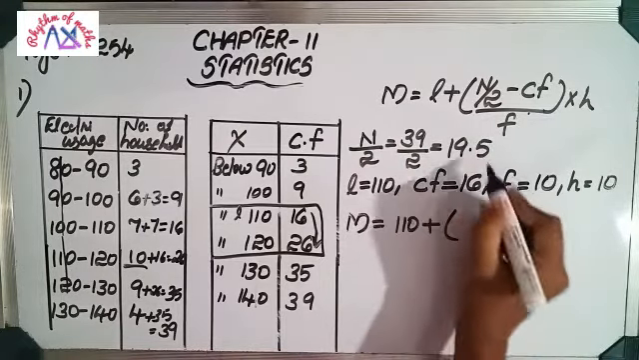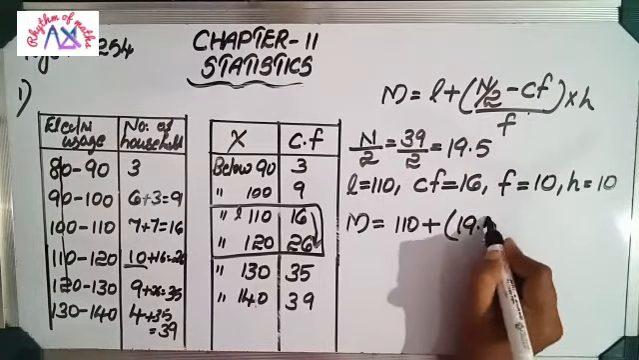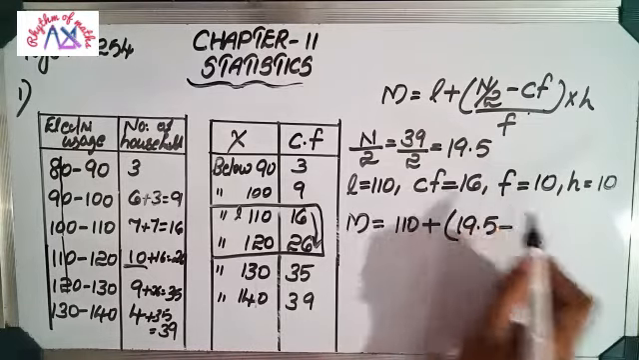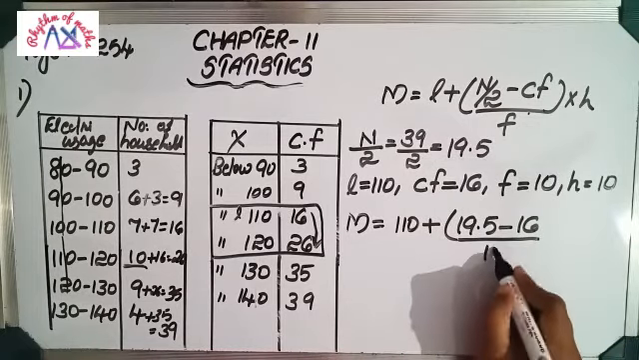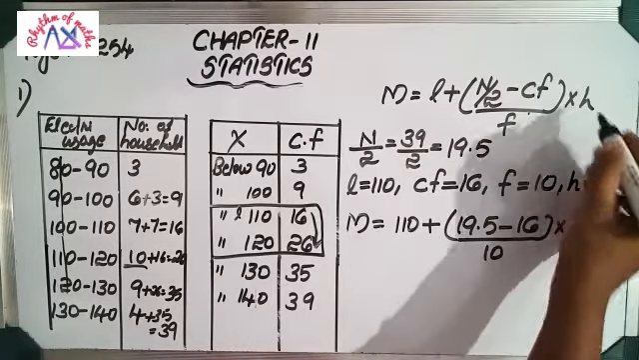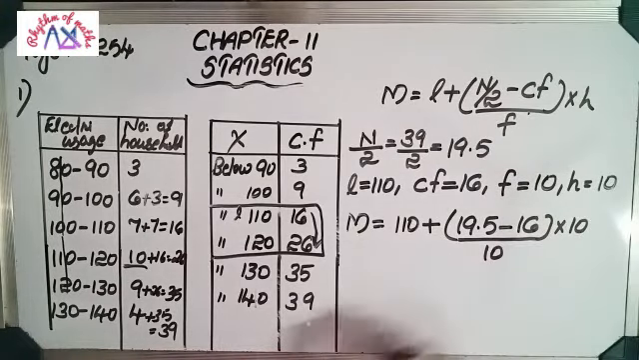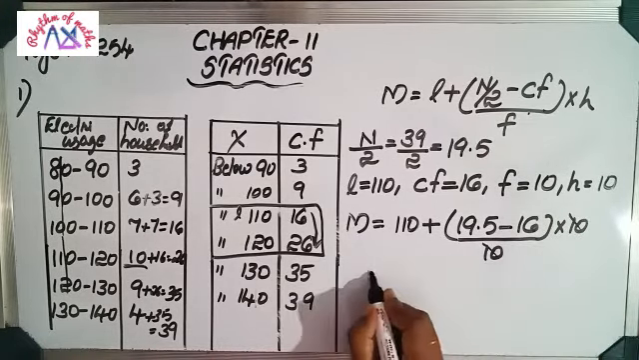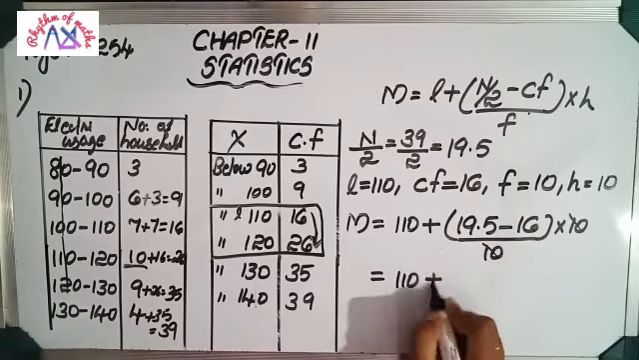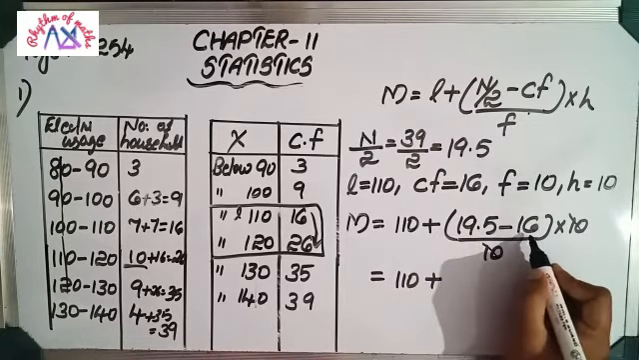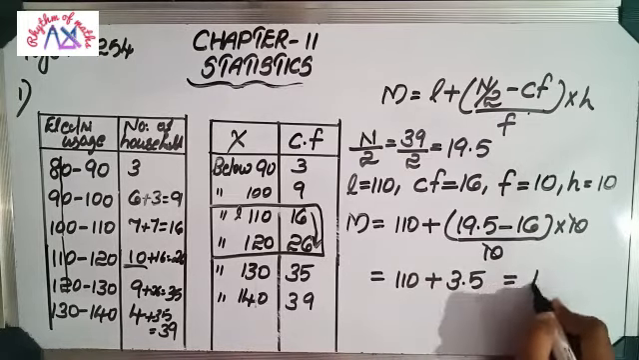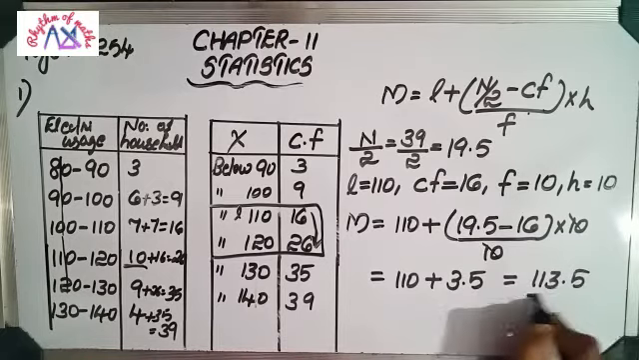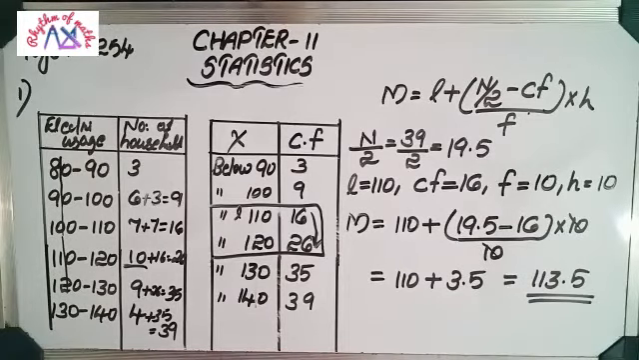Now n by 2. N by 2 is what? 19.5 minus CF. CF is 16 by F. F is 10 into width. That is also 10. Now this 10 and 10 we can cancel. So here 110 plus 19.5 minus 16. That is 3.5. So answer will be 113.5. 113.5 will be the median usage of electricity.